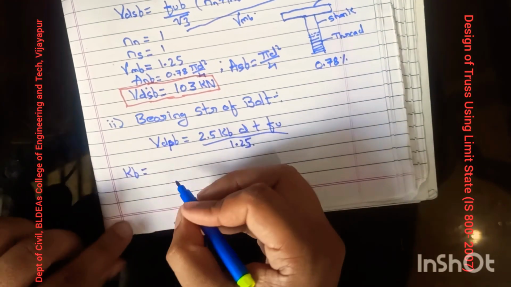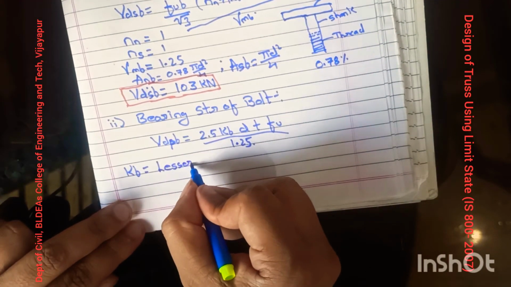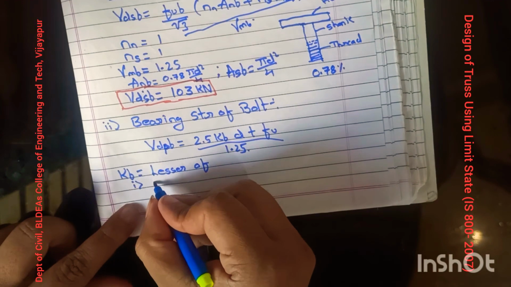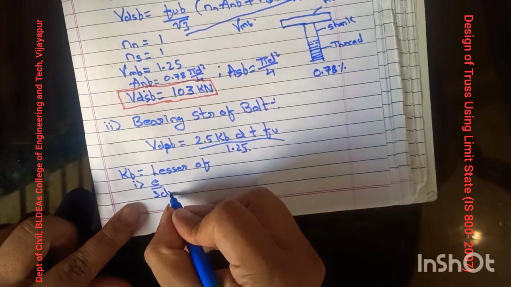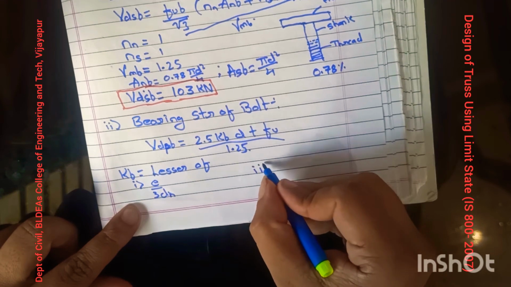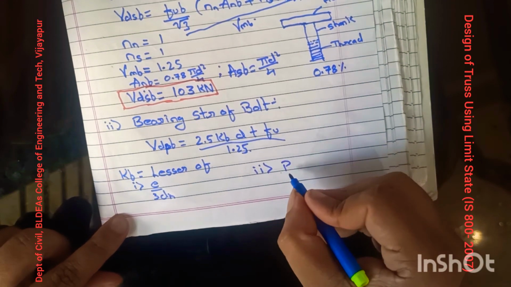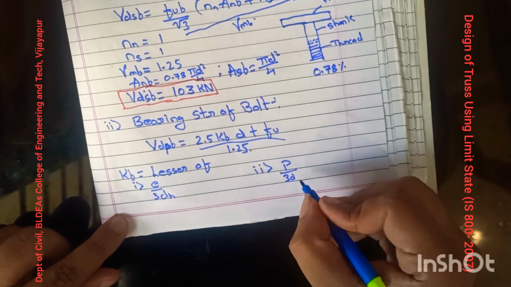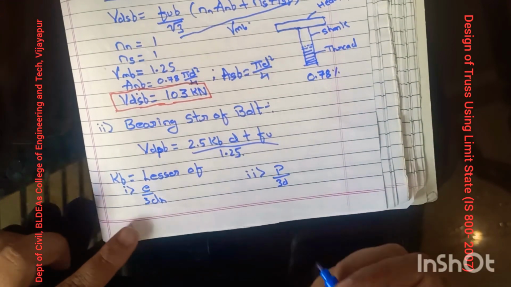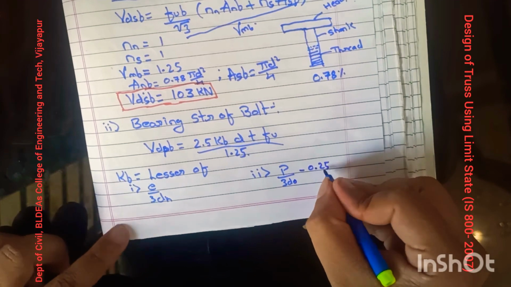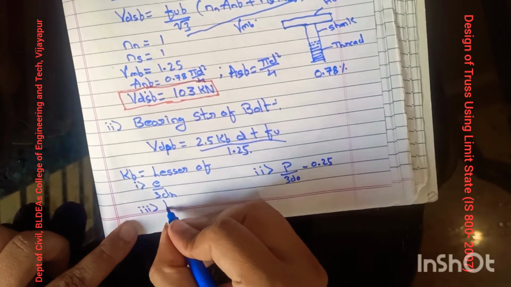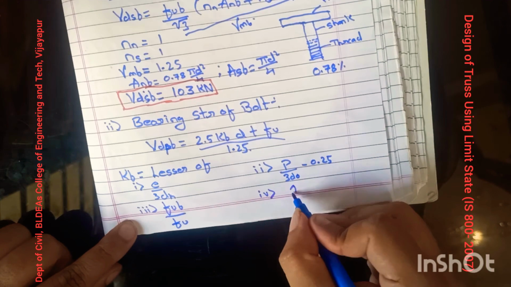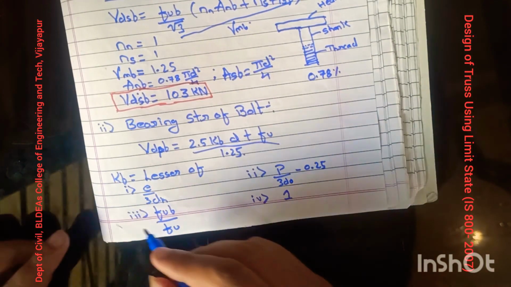Next, Kb is the lesser of either e by 3 d naught, or p by 3 d naught minus 0.25, third one fub by fu, or fourth one 1. So Kb is a coefficient which is the lesser of these four things.